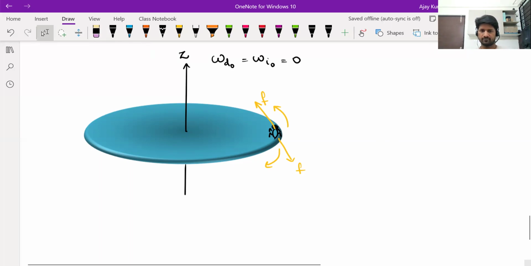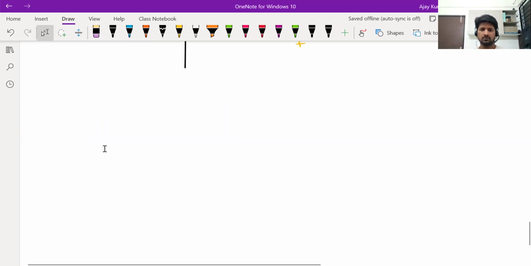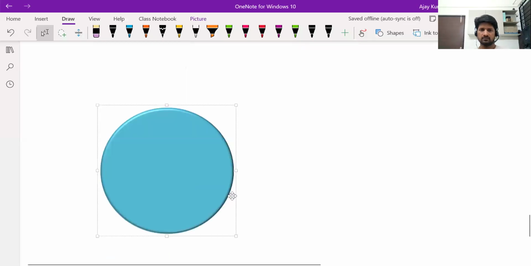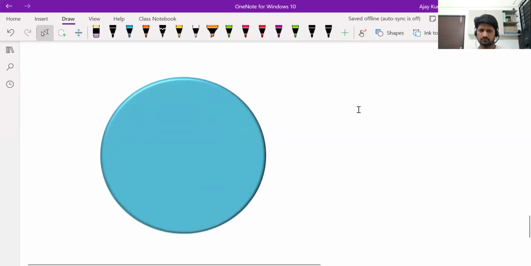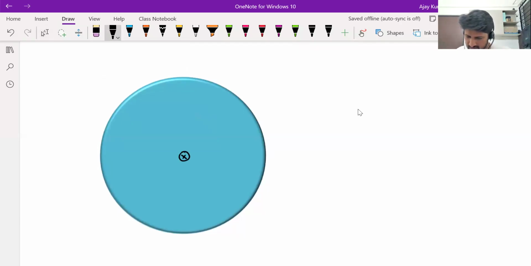If you look at it from above, the same situation, this is what it looks like. This is the axis of rotation of the disk. The insect is here. The insect wants to walk along the tangential direction. So on the insect, friction will be acting this way. So you can see that the line of action of friction does not pass through the axis.